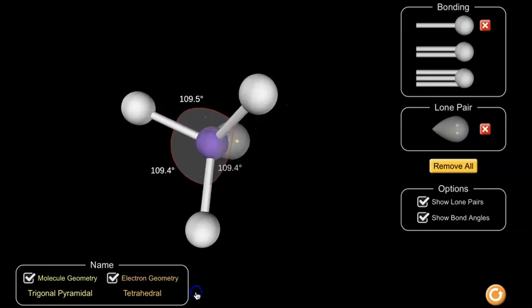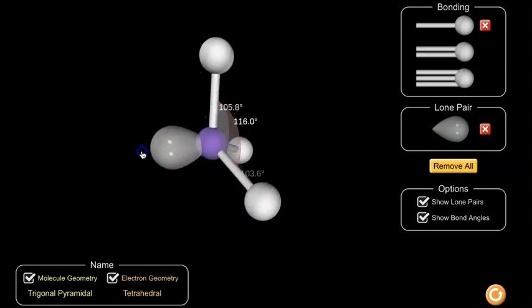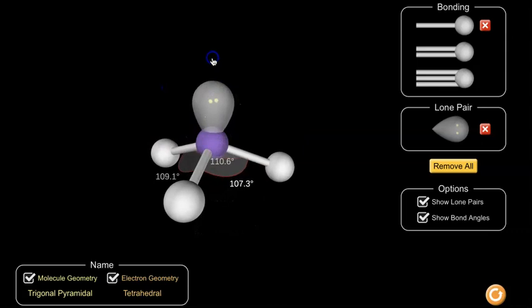You notice you still got 109.5 degrees in all these things. And now, it used to be this nice flat thing before that lone pair of electrons got there. But the second that lone pair of electrons got there, it actually flexed it out of shape.